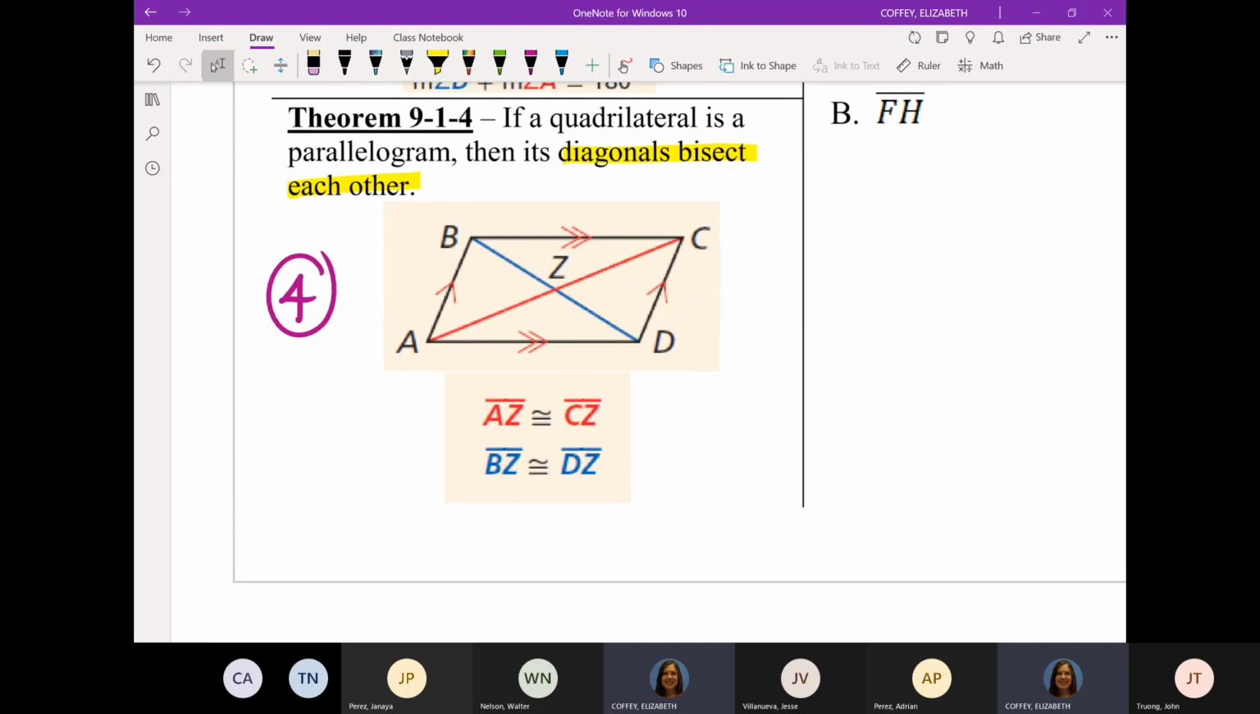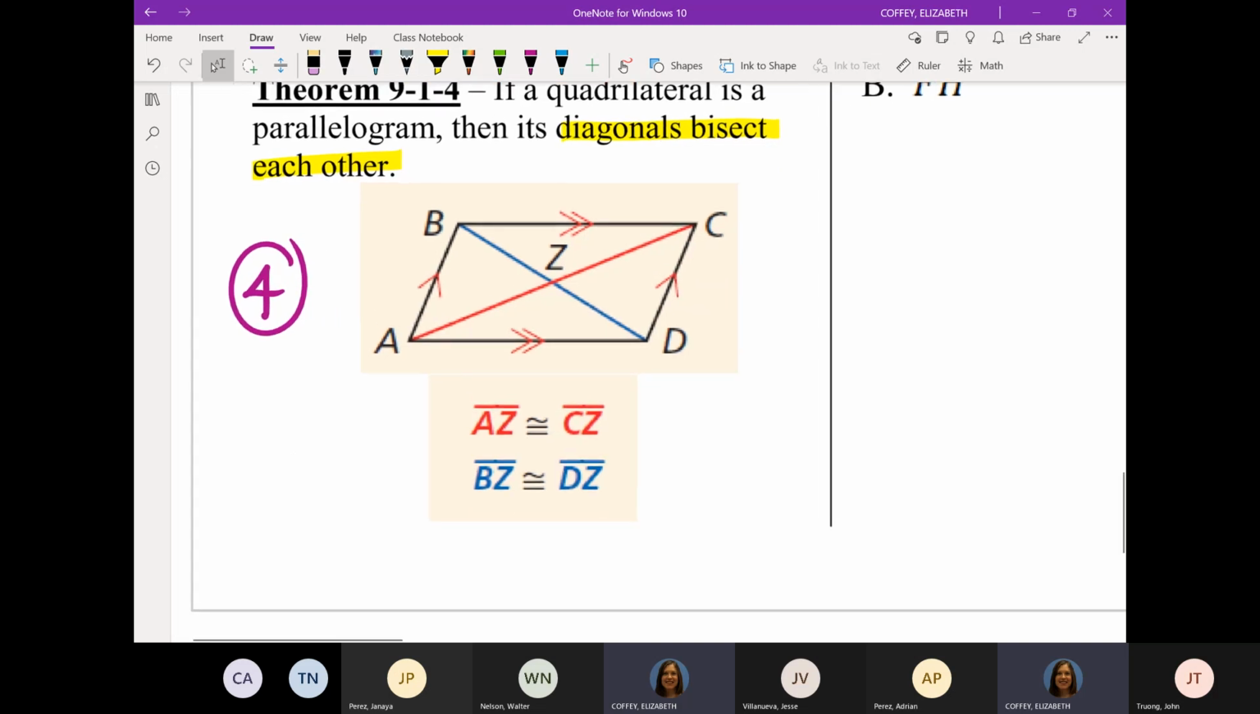So, first of all, the word diagonal, that means it's a segment that connects the opposite vertices. So BD is one diagonal, AC is another diagonal. And then we need to remind ourselves, what does bisect mean? We've heard that one over and over again. What does bisect mean? Remember? To cut in half, right? Cut in half. So for example, I'm just going to give you an example over here to the side.